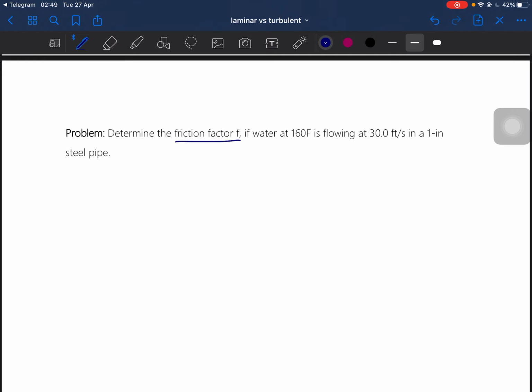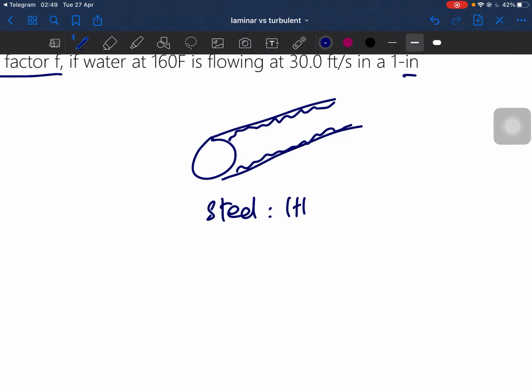The friction factor here is just to determine the roughness, because in this one we have something inside the diameter, inside the pipe. So for steel we have the roughness; this one is using inches, right? So I'm going to give the roughness in feet. Steel equals 6.0 times 10 to the minus 3.